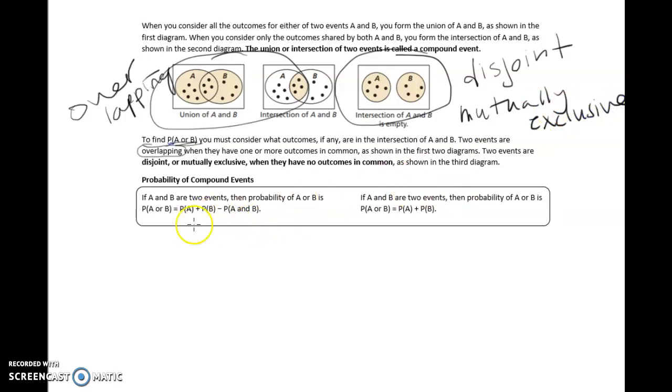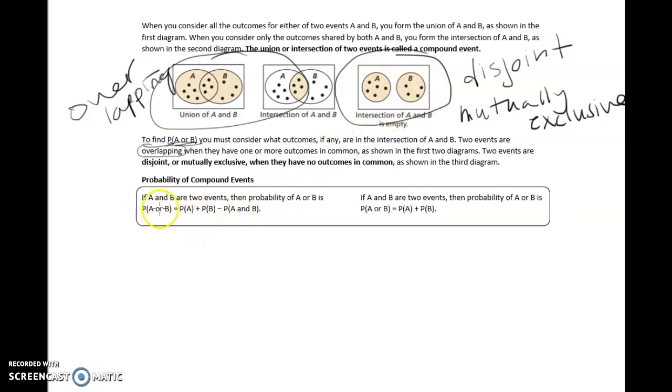All right, so we have rules based on when things are overlapping or disjoint. The reason the probability rules would be different is that if we were looking at this one right here, and we want to find the probability of A or B, this middle side is being counted twice. It's being counted for A and it's being counted for B. Whereas this one, it's just this A or this B.